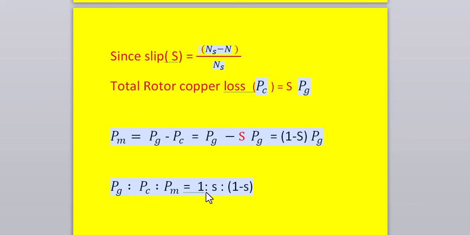This means rotor input is the highest value, and Pc is the rotor copper loss, which can be calculated by just multiplying the rotor input Pg with the slip of the induction motor. And to get the mechanical power developed by the motor, multiply the rotor input with 1 minus S.